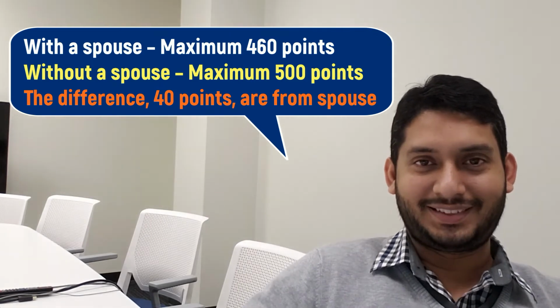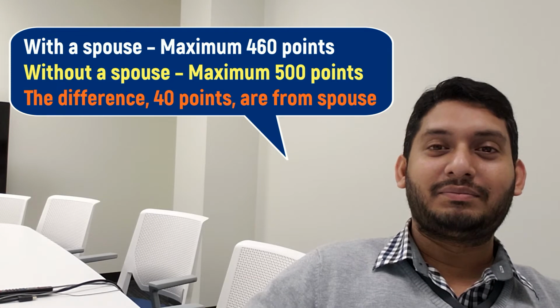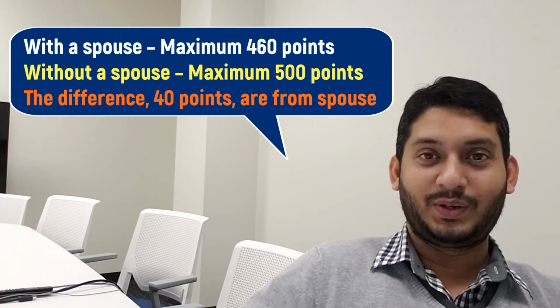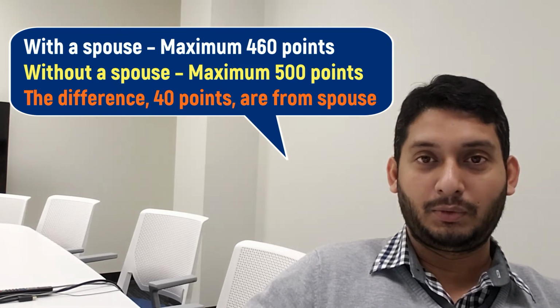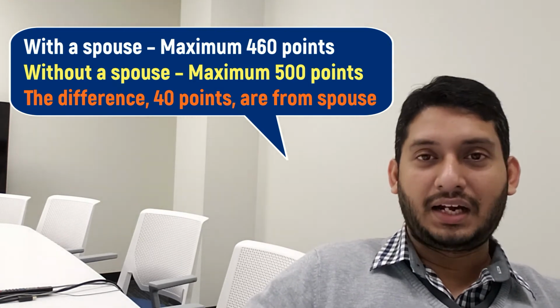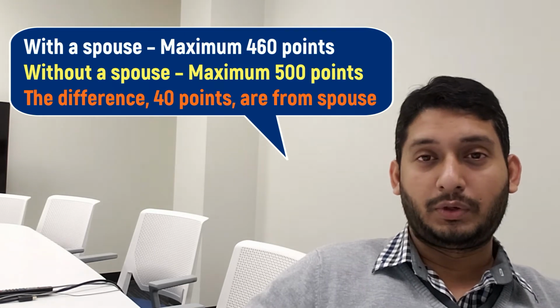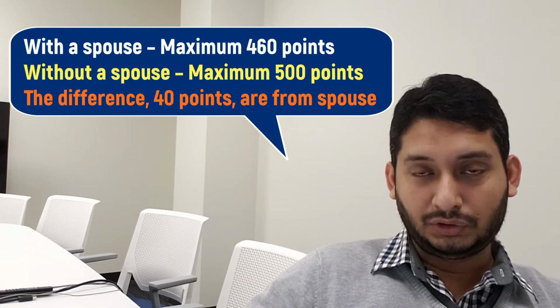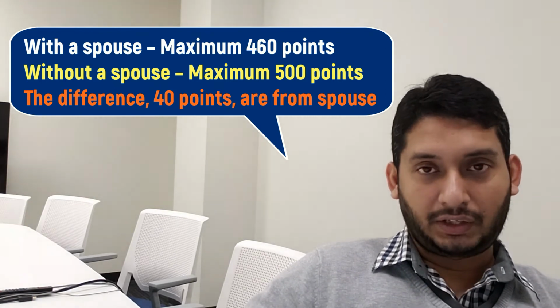So that means the guys who are married, fortunately or unfortunately, you are saying, oh my god, I'm not getting the 40 more points that the unmarried guys are getting. No, don't worry. Those 40 points will be coming from your spouse. That is coming under the spousal factor. You'll see that under the spousal factors, you can get a maximum of 40 points.